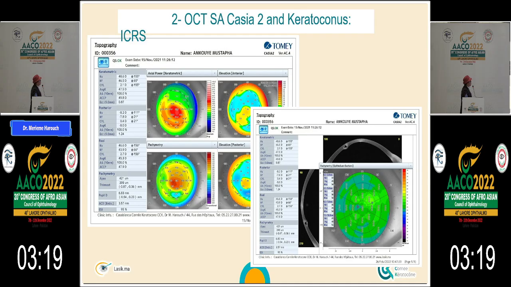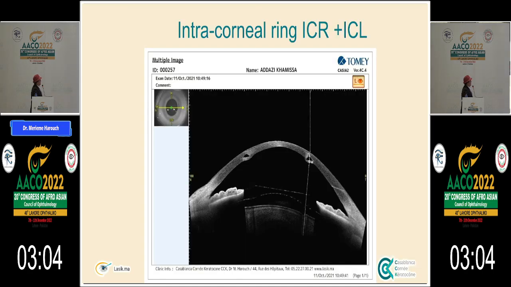CASIA 2 is also used in keratoconus for intracorneal rings. So we have, post-operatively, the rings and their orientation. And this is a patient who received intracorneal rings and an ICL, a phakic IOL.